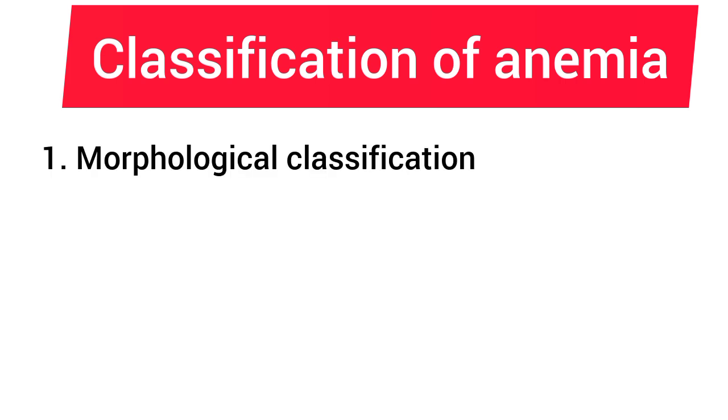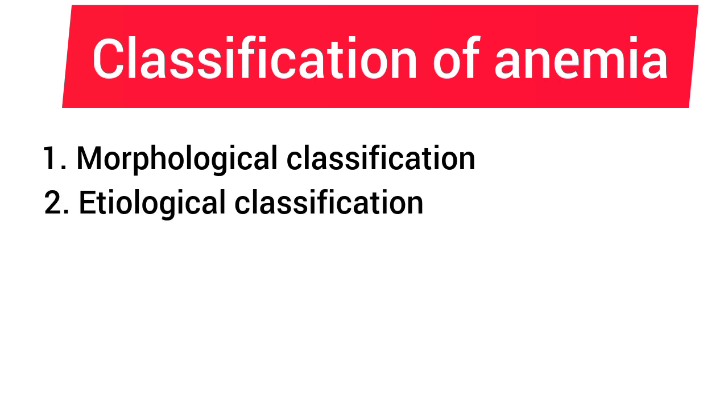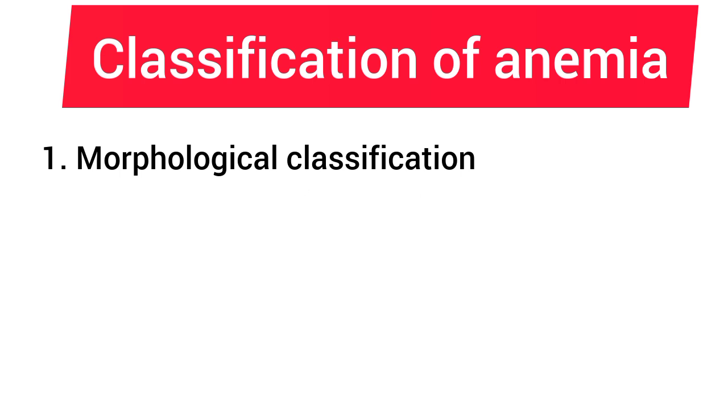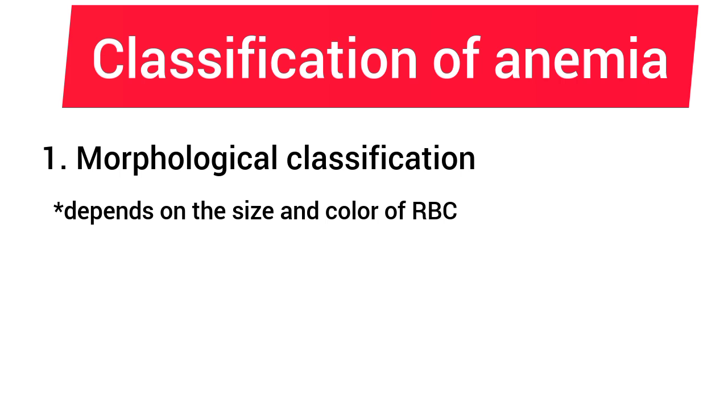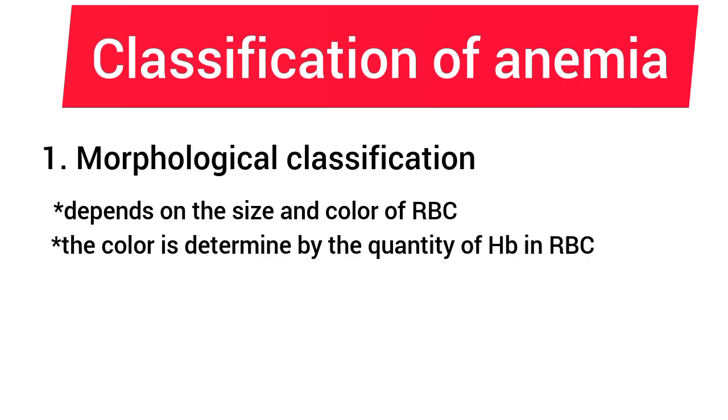Anemia is classified by two methods. Number one is the morphological classification, and number two is the etiological classification. Morphological classification depends upon the size and color of red blood cells. The color is actually determined by the quantity of hemoglobin in the red blood cell. Morphologically, anemia is classified into four types.